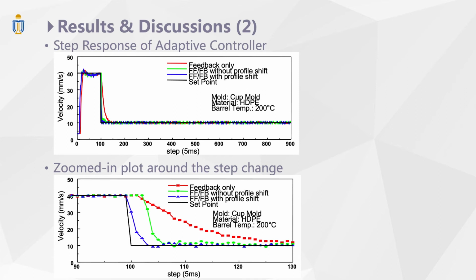Then we also realized there's a process delay associated with this. We can also cheat the machine by shifting the profile of injection velocity forward by the number of delay steps. If we do that, you can see the process can switch from one velocity to another in 4 steps, or 20 milliseconds. That kind of work was not seen before at that time.